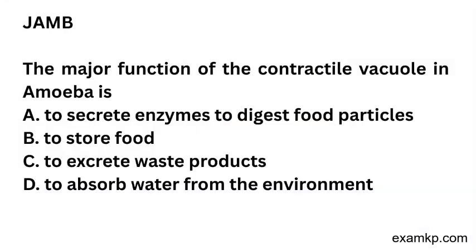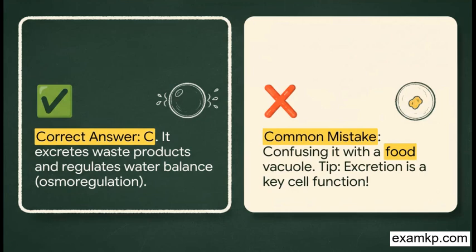Okay, let's switch gears to a JAMB question. Multiple choice. It's asking for the main job of the contractile vacuole in an amoeba. Take a moment, read through those options. A, B, C, or D. What are you thinking? Yes, if you picked C, you are 100% correct. The contractile vacuole is all about osmoregulation. It's the cell's pump, pushing out excess water and waste products. It's so easy to mix this up with a food vacuole, which is totally different. Just remember, excretion is one of those 7 key life processes we talked about.